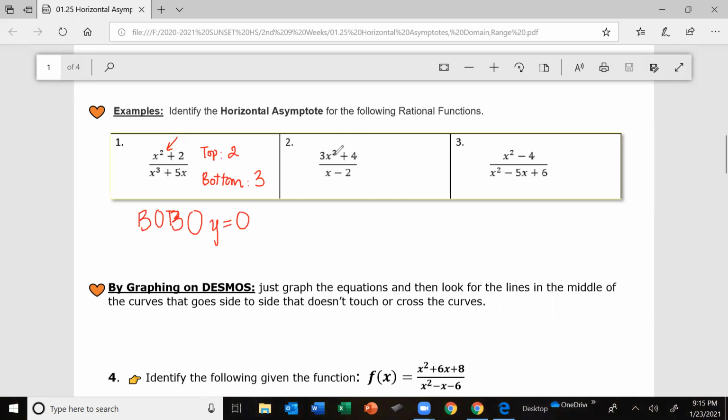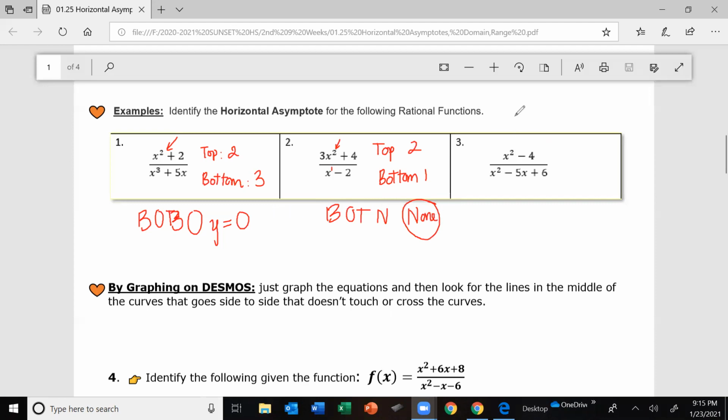The second example, the degree on top is 2. The degree on top right here is 2. And then the degree on the bottom, if you see x alone, that means x to the power of 1, right? So the degree on the bottom is 1. So we already know the rule. If there's bigger on top, then it's none, okay? Bigger on top, then it's none. So this one is going to be none. We're not going to have a horizontal asymptote.